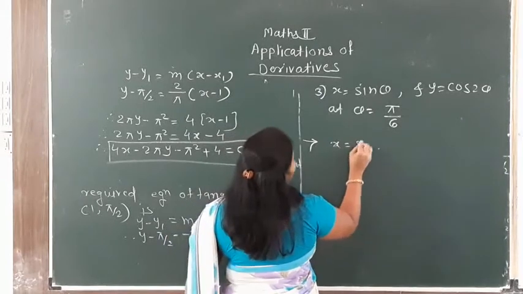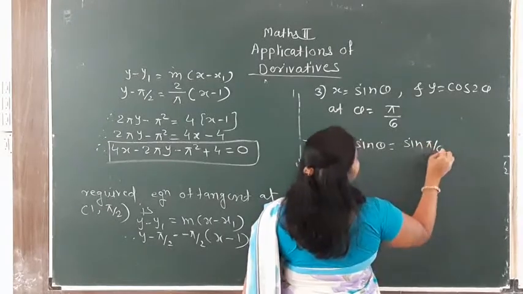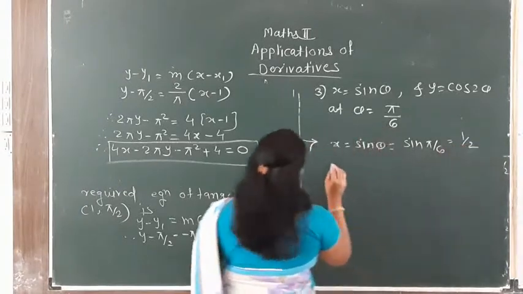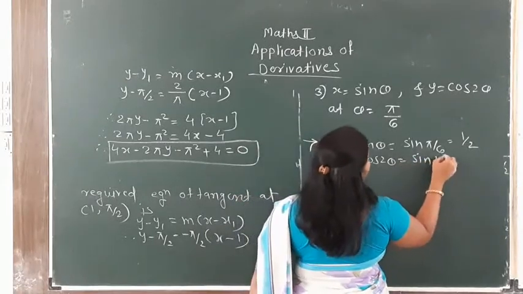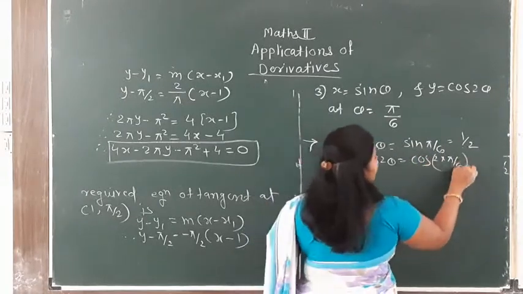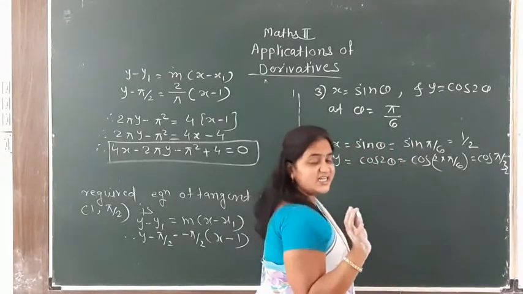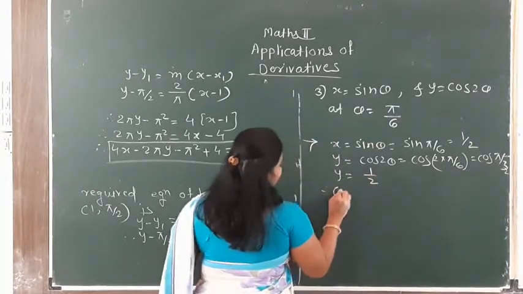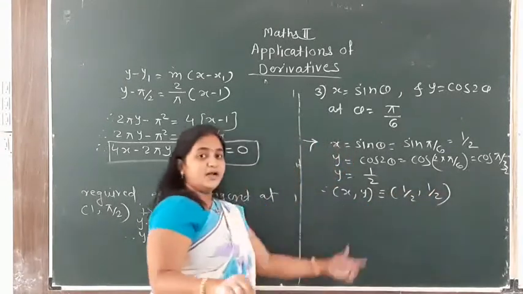So x is equal to sin theta, and theta is replaced by pi by 6. So sin pi by 6, which is sin 30 degrees, what is the value? Which is 1 by 2. And y is equal to cos 2 theta, which is cos 2 multiplied by pi by 6, which is cos pi by 3, and pi by 3 means 60 degrees, so cos 60 degrees is again 1 by 2. So y is equal to 1 by 2. So the x and y coordinates are 1 by 2 comma 1 by 2. So we get the point.